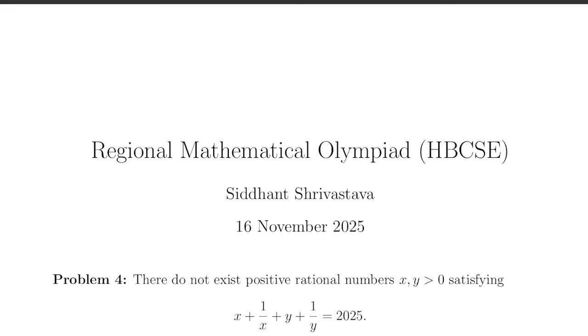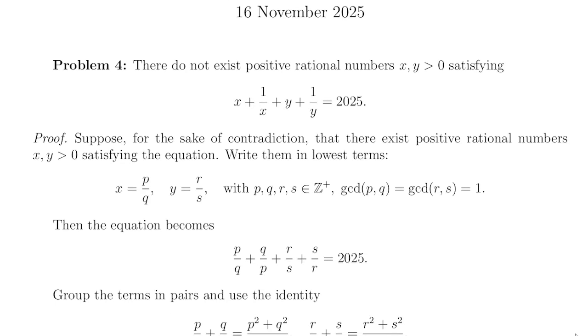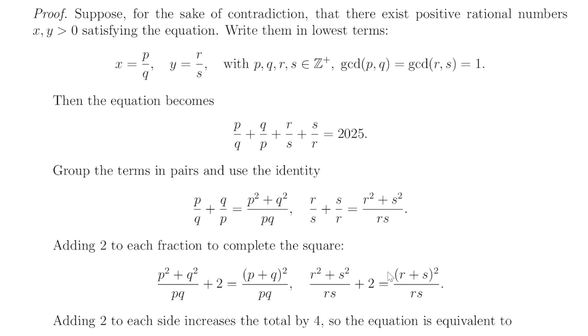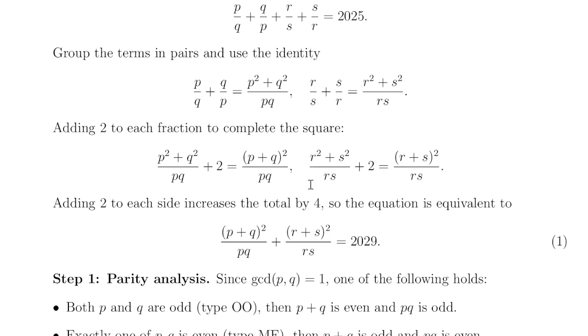Hi, so here's my solution for RMO 2024 problem 4. My problem statement is that x plus 1 by x plus y plus 1 by y is equal to 2025. So how we are going ahead with it is, first you write x and y in the form of rational numbers p by q and r by s, where the GCD of numerator and denominator is one. Then we took the LCM and we got this. Then we completed the square by adding 2 on both sides, which made it 2029.